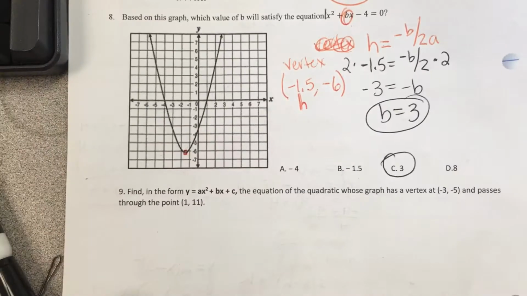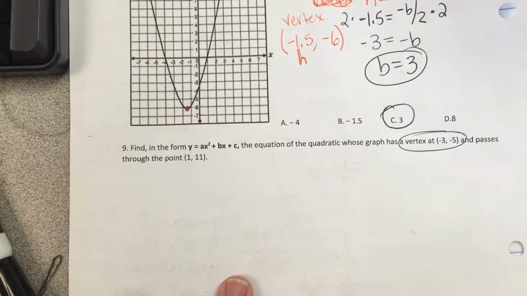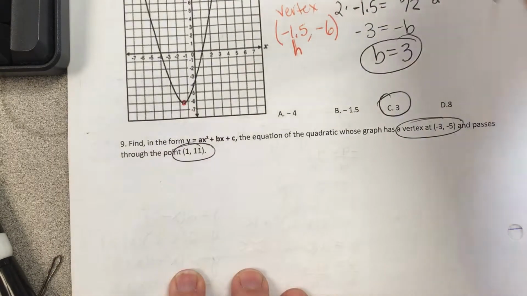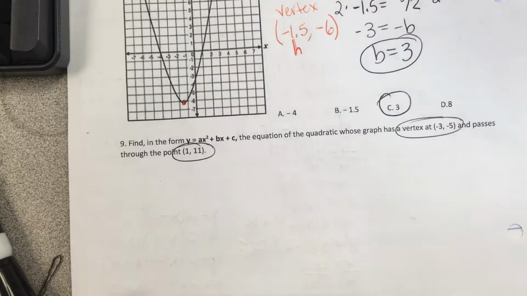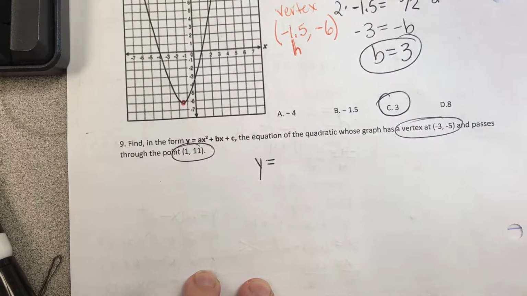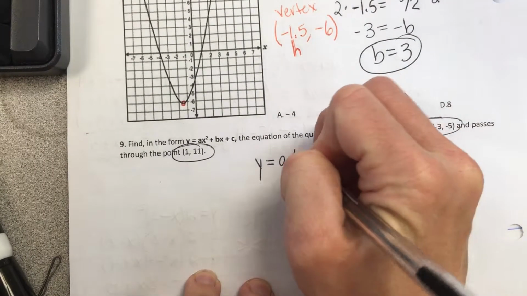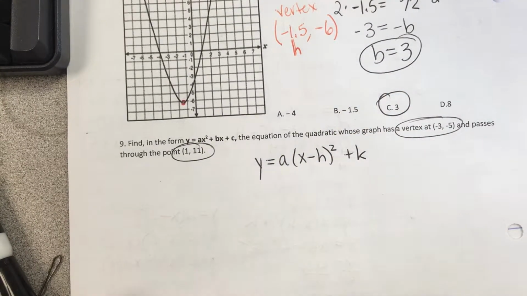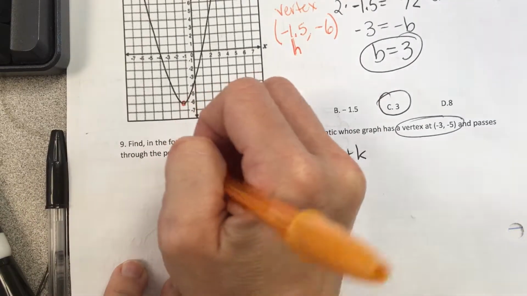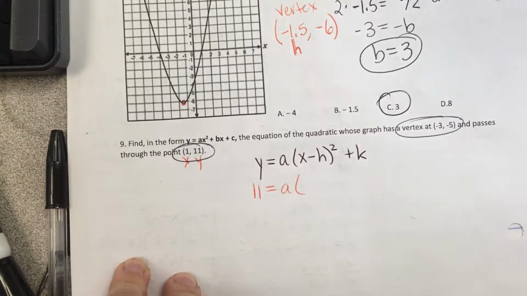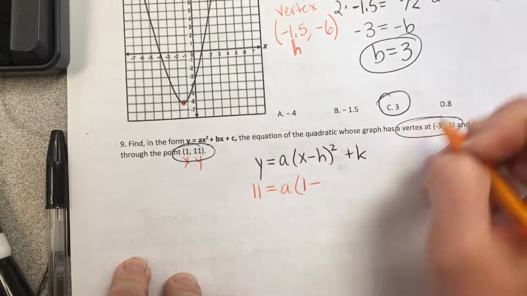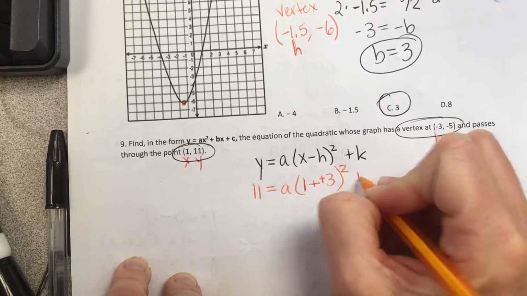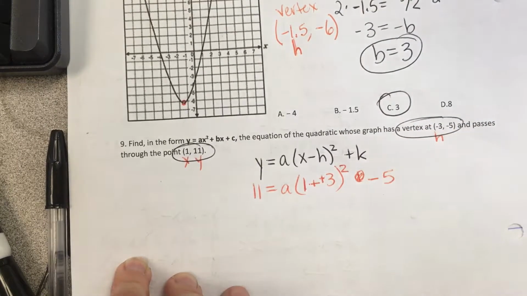Last one. This one has a vertex at negative 3, negative 5, and it passes through the point 1, 11. All right, what format are we going to use for this one? Vertex. What's the formula? y equals a(x minus h) squared plus k. Okay. All right, what goes in for y? 11. What goes in for x? 1. What goes in for h? Yep, so this turns into a plus 3 and then minus 5.